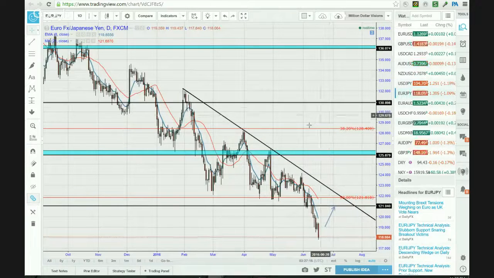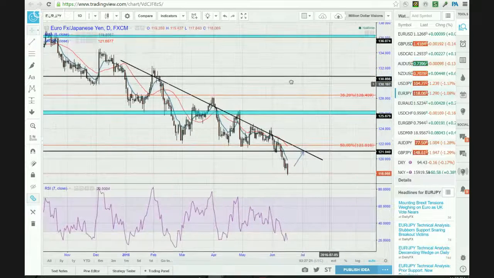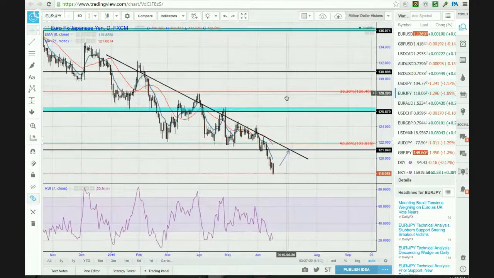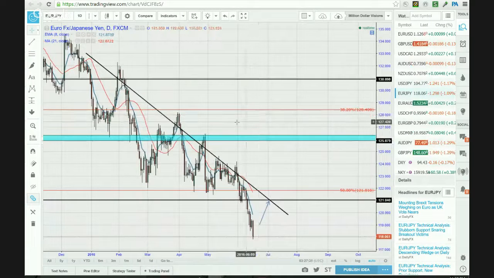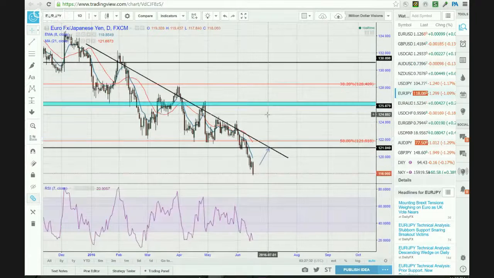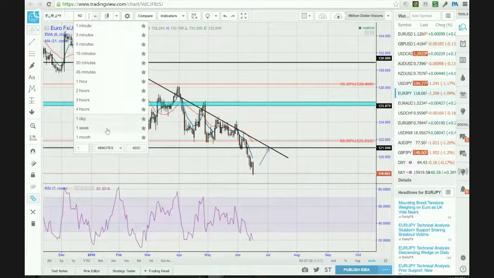Next pair I want to go over is EJ. I actually caught about 250 pips on EJ last week. It's been a very, very bearish market, just like UJ. I would have extended targets on this trade. I would expect this trade to come down into here.